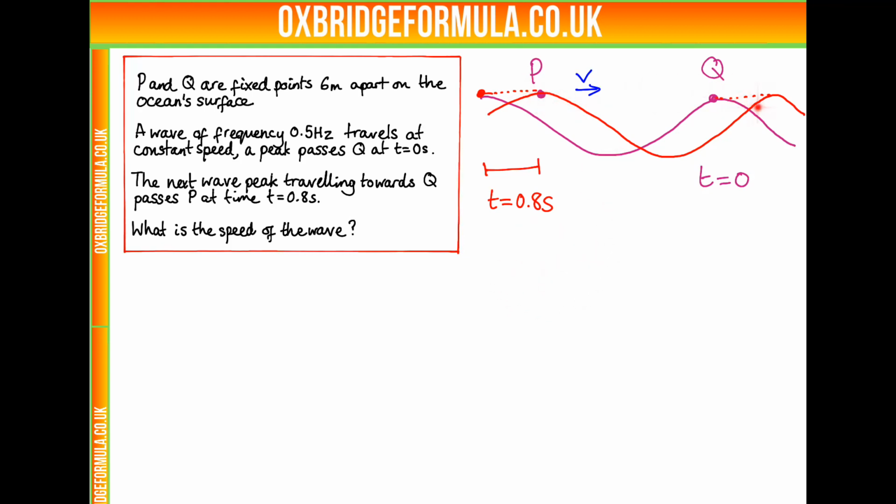So we could look at the distances travelled by these peaks. We know that one wavelength is this distance between where the peak was and Q, so where it was before at t equals 0 and then Q. So one wavelength must be the distance 0.8v, the distance it took to get to P, and then add the 6 meters to get to Q, because we know they're 6 meters apart. So this must have been one wavelength.